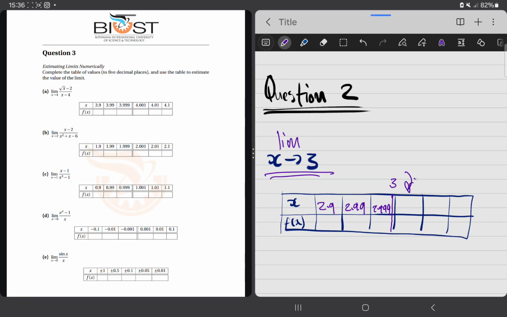Then on this side, you do 3.001, then 3.01, then 3.1. You get bigger as you go further. So 3.001 is very close to 3, then 3.01 is a bit further, and 3.1 is quite far. So this is what you're going to do when you are doing your limit.